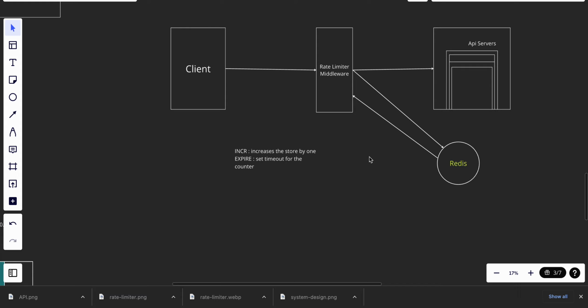The client sends the request to the rate limiting middleware, and the middleware fetches the counter from the corresponding bucket in Redis and checks whether the limit is reached. If the limit is reached, the request is rejected. If the limit is not reached, the request is sent to the API servers. Meanwhile, the system increments the counter and saves it back to Redis.